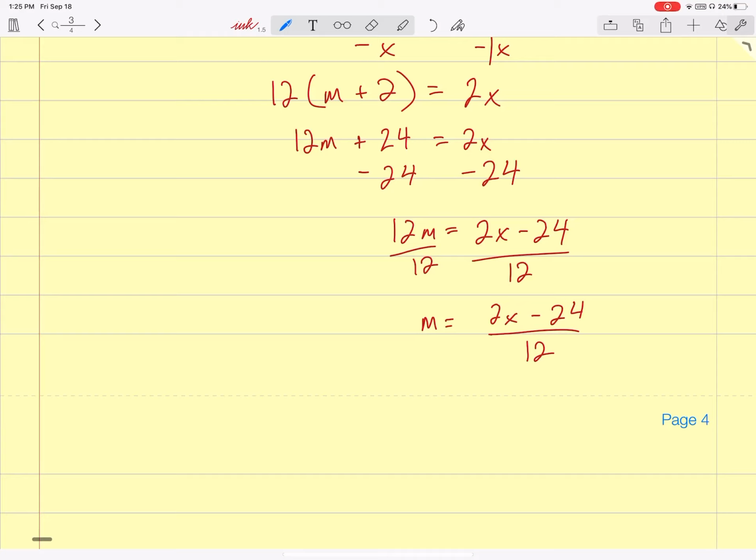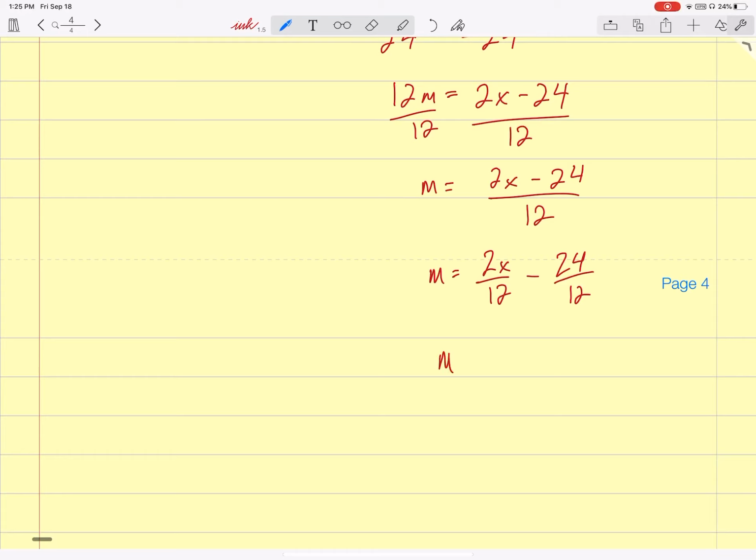So what I can do with this, we talked a little about this last week. We can separate this fraction, just like that. And we can do some canceling. So m equals, we can cancel a 2 out of that and a 2 out of this. 12 divided by 2 is 6. Couldn't think about it for a second. And so that would be 1/6 x, and the 24 divided by 12 is 2. So this would be our solution.